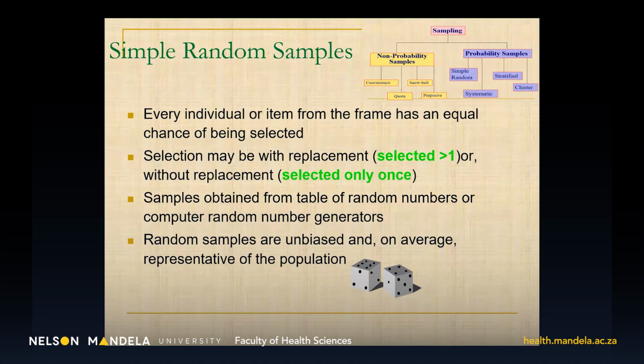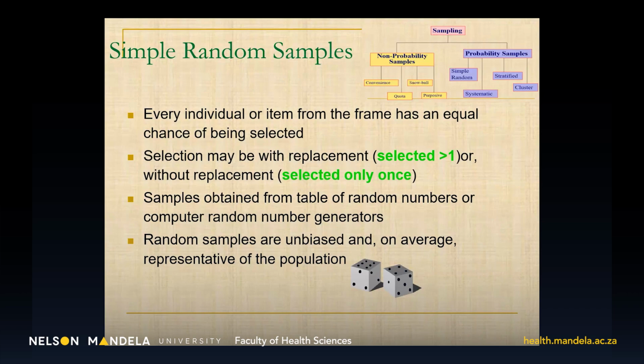Samples can be obtained from a table of random numbers or computer-generated random numbers. I think you have seen this before. You can generate random numbers in a computer, and those numbers then can be used for your simple random sampling. I sometimes use that with my students. We use random numbers and also random samples.